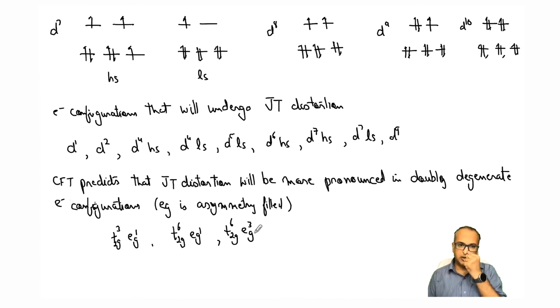So this is the case of D9, and this is the case of D7, and this is D7 low spin, and this is T2G3 and EG1, so this is D4, and this will be high spin case, right? D4 high spin case. Okay.